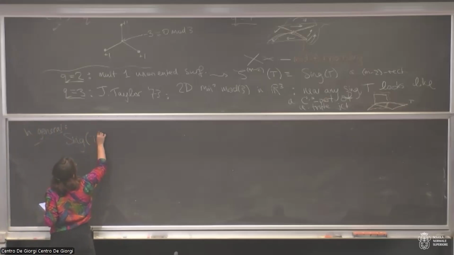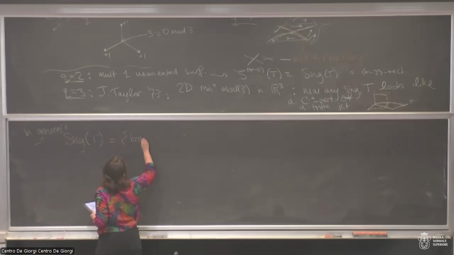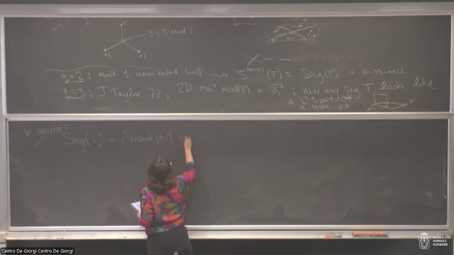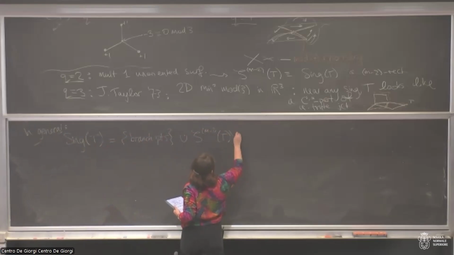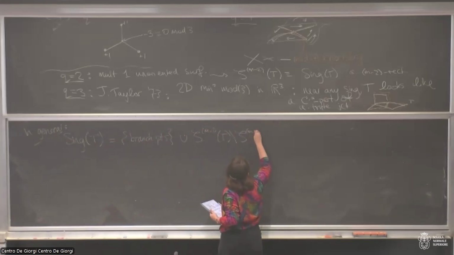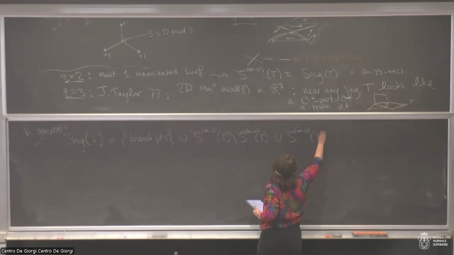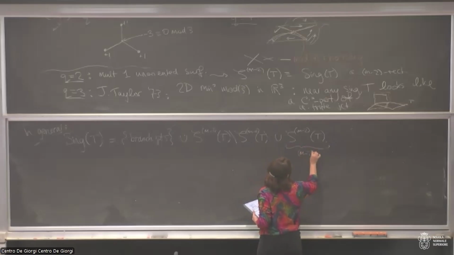So for the singular set, you now have the branch points, which are the top stratum, union the stuff that's in exactly the m-1 stratum, union the m-2 stratum. So, right, by Naber-Valtorta, in this setting, one has that this is still m-2 rectifiable.